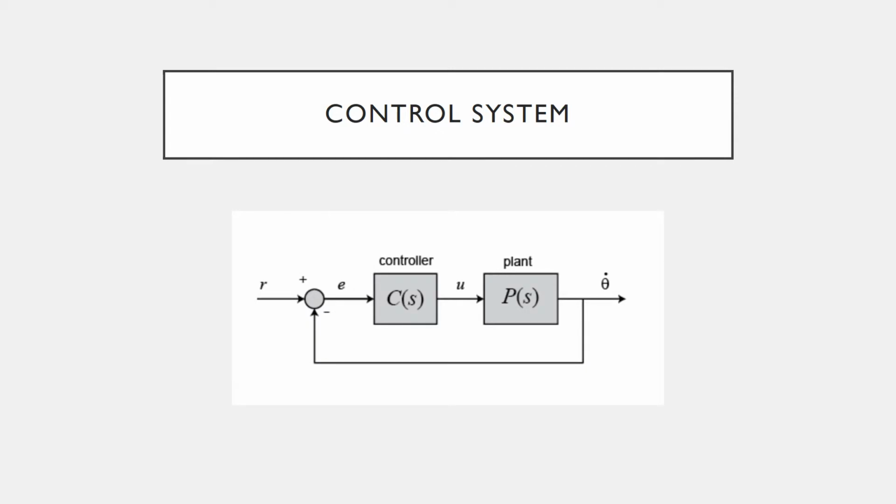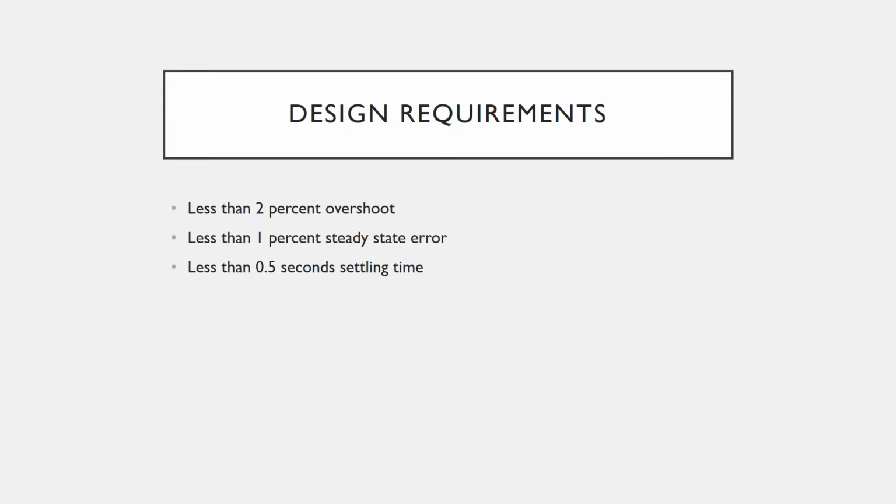Here is the control system that will be implemented in my model. We can see it's an open loop response that uses a controller and a plant. Now the plant is the transfer function that I previously described, and we're going to go into more detail about how the controller was designed. But first, let's talk about my design requirements. What I required for this project was less than 2% overshoot of my final value, which is 1, less than 1% steady state error, and less than 0.5 seconds settling time.